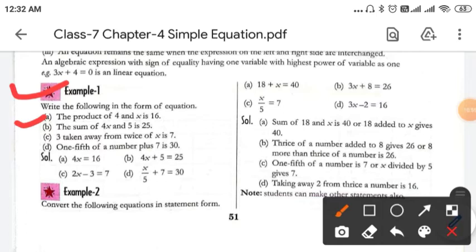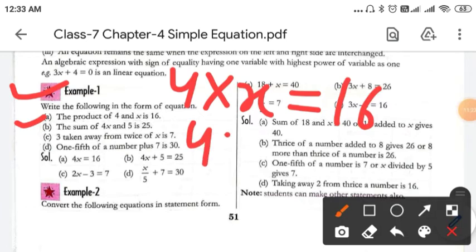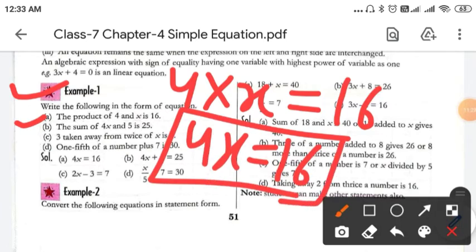As we have learned, x is a variable and 4 and 16 are numeric values. The product means multiply. So when we multiply 4 into x, it is numerically equal to 16. So this is our linear equation: 4x is equal to 16. The statement of A, the numerical value is 4 into x equal to 16.